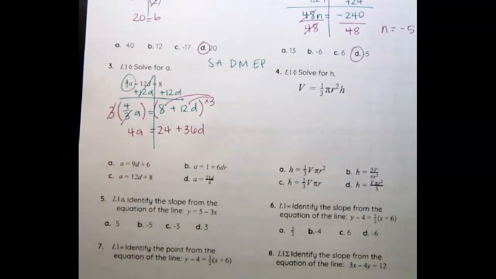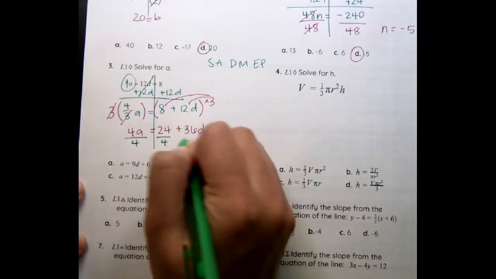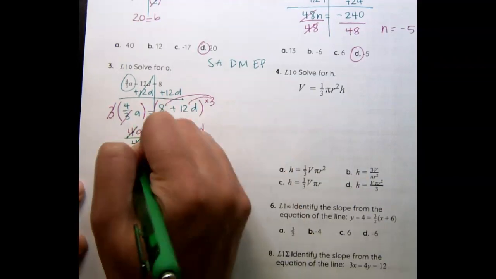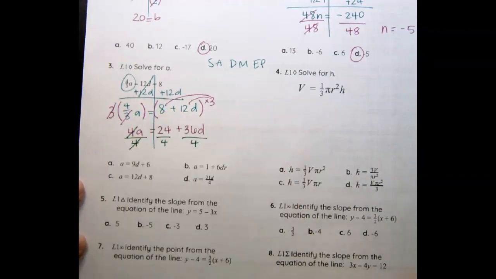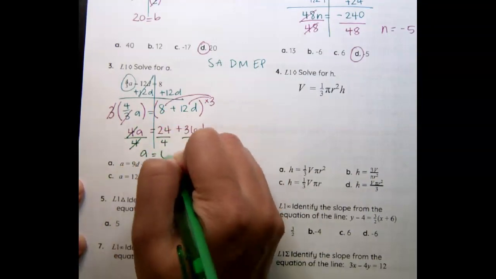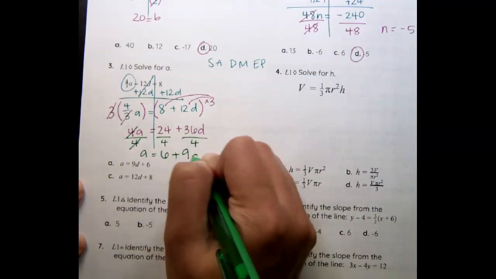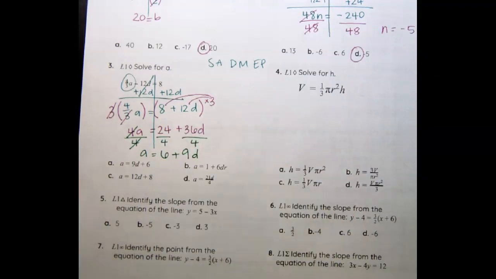I have to get rid of that 4, just like we did in number 2. I divide everything by 4. I divide by the thing I want to get rid of. So that's how I get a by itself. So a equals 24 divided by 4 is 6, plus 36 divided by 4 is 9d. Don't forget the d.